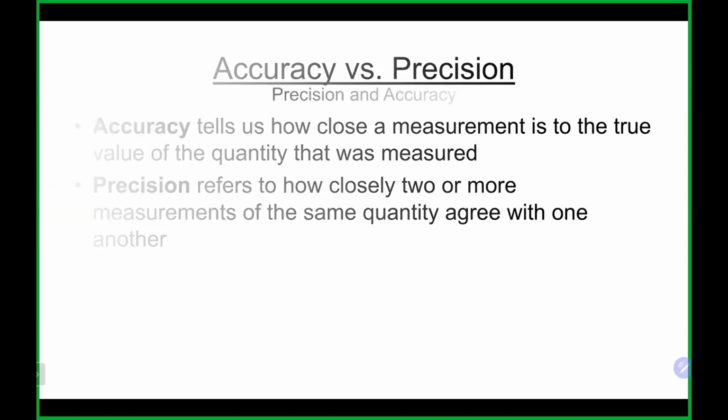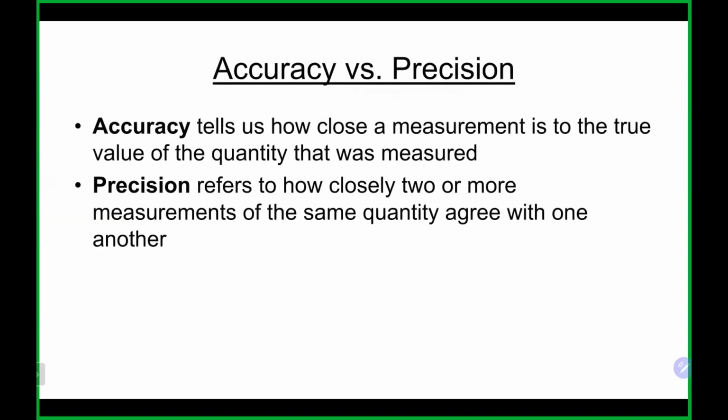So let's talk a little bit about accuracy and precision and the difference between them. When we take a measurement, we may be looking at accuracy. When we look at accuracy, we're trying to look at how close our measurement is to the true value. So if we know what the true value is, we're trying to see how close we got to what it should be. Now, precision, on the other hand, is how close a set of measurements are to each other.